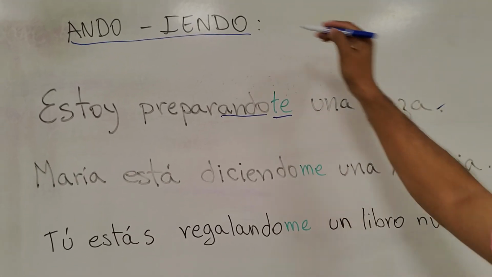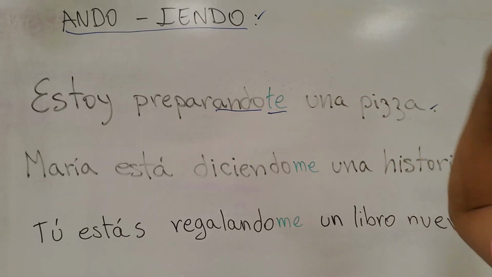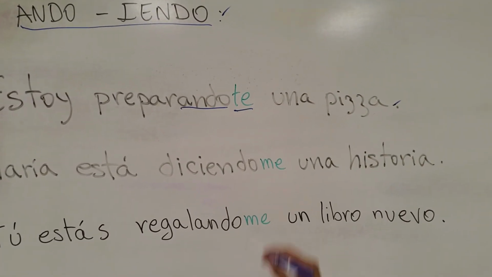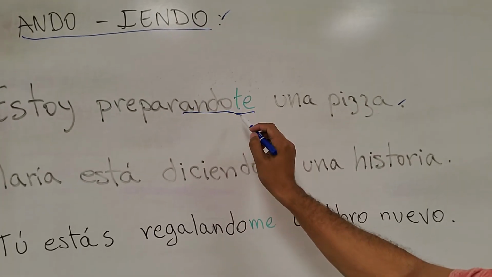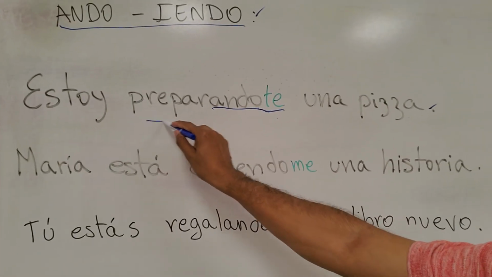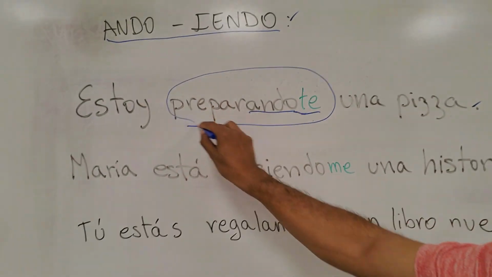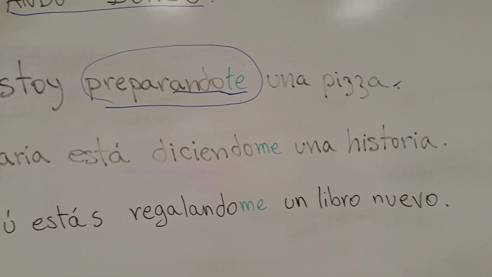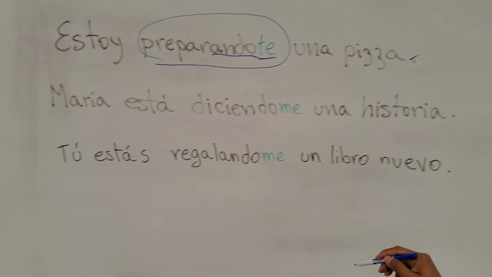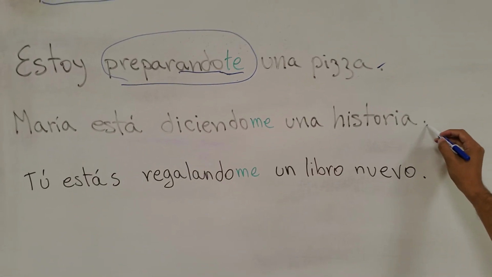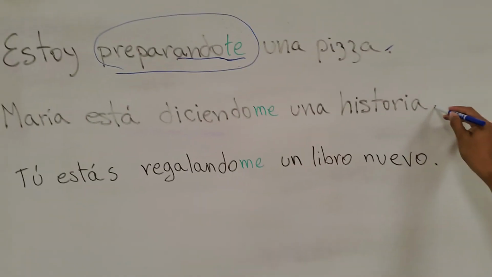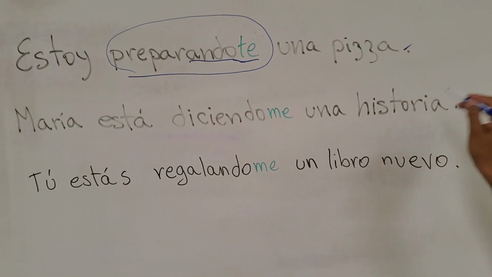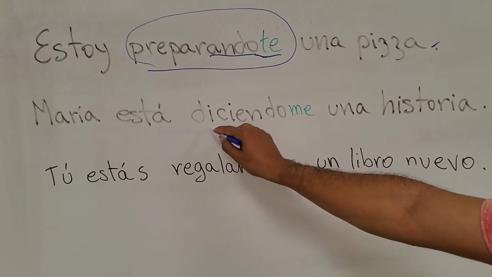Again, when I have a verb in ando yendo, preparando, cocinando, caminando, etc., and I am going to use a pronoun, I can put the pronoun after the verb. And again, it becomes one word. Preparándote una pizza. Another example here. Let me zoom out. Here we go. María está diciéndome una historia.